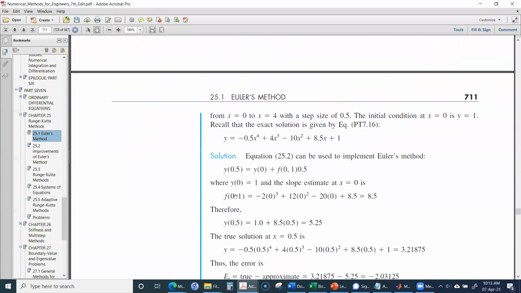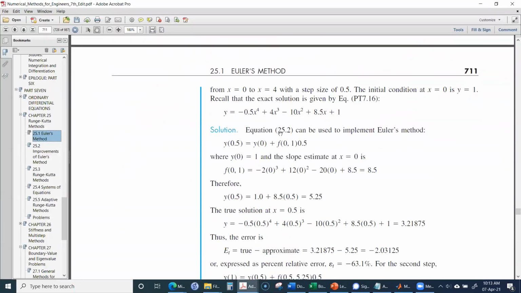So in this example, first of all, we will find out the value of y. We will first input the values into the equation. This is the Euler's equation. So y at 0.5 is equal to y at 0 plus f of 0, 1 times 0.5. So f of 0, 1, because this is the given initial condition: at x equal to 0, the value of y is equal to 1, and times 0.5, this is the interval which we will take.